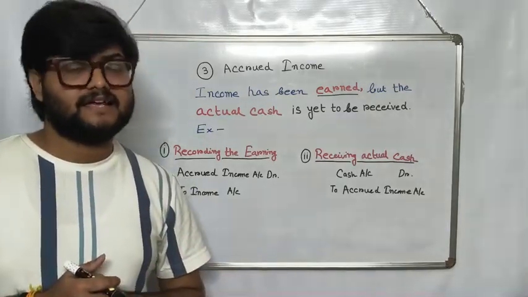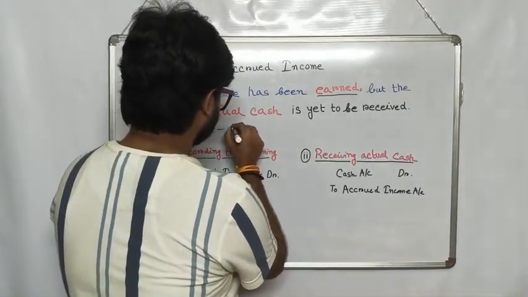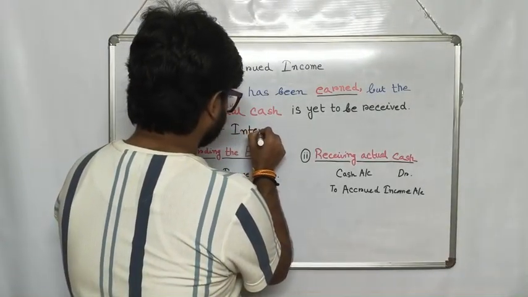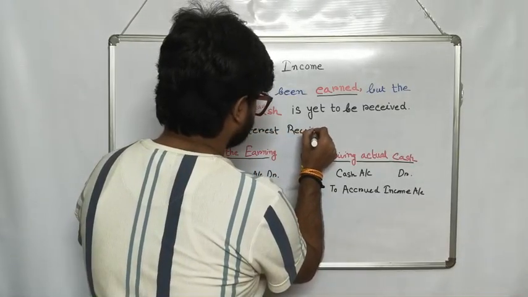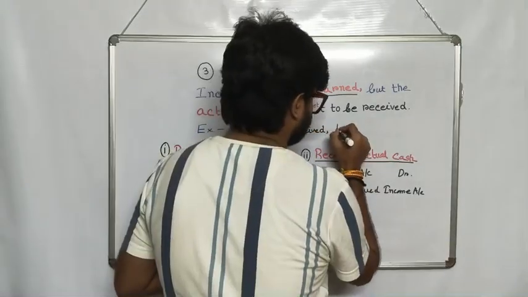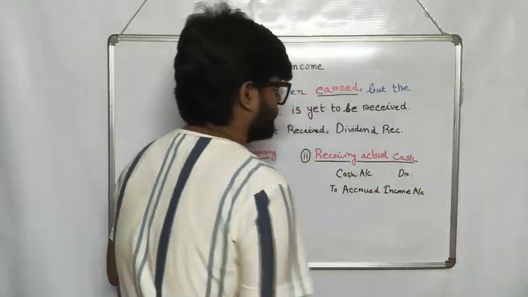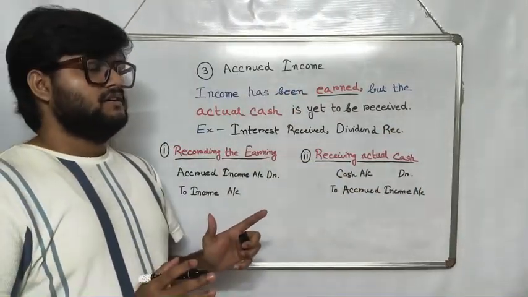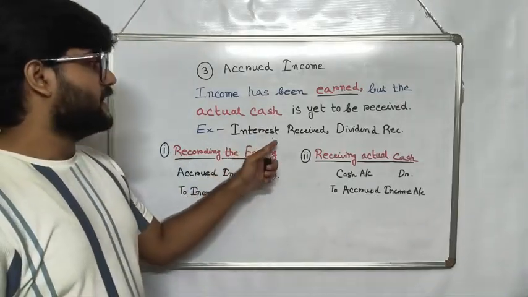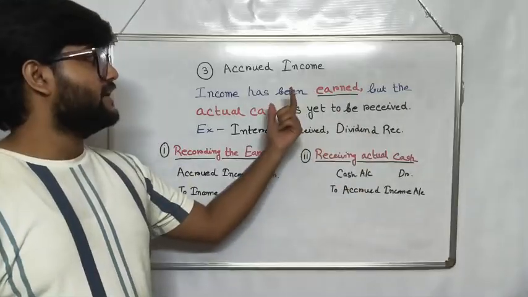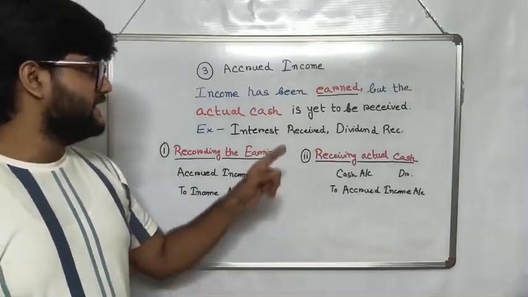Now if we have to give an example of it, let's say interest income. So I'm writing it down here: interest received, or we can say dividend received. As of the last date of your financial period, the income should have been received, you have already earned it, but the actual cash has not been received by you. It is yet to be received.